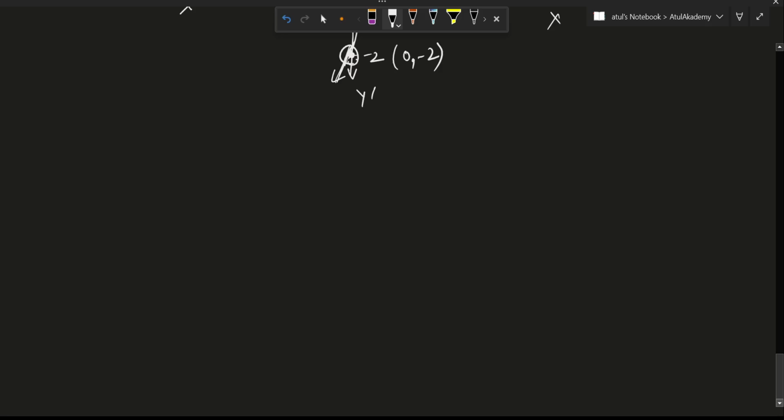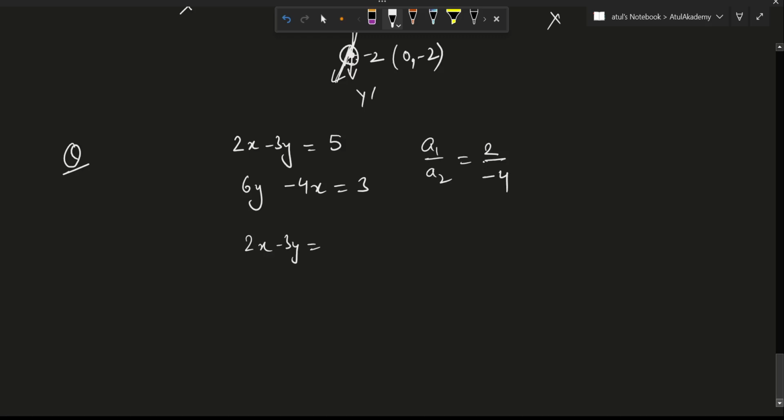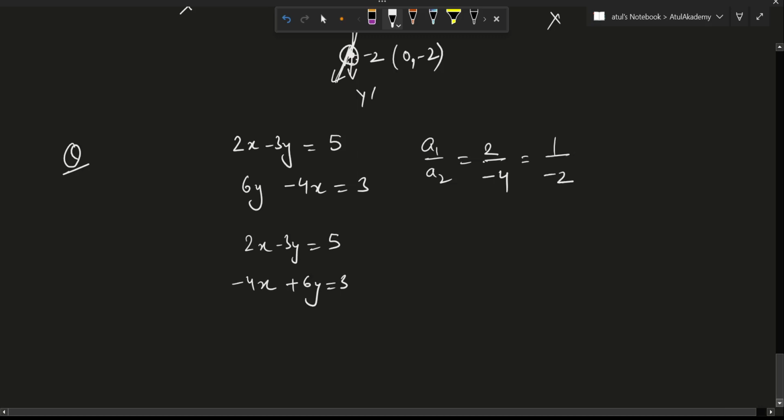Suppose we have this set of equations: 2x minus 3y equals 5 and 6y minus 4x equals 3. First, by checking the a1, a2, b1, b2 and c1, c2 ratios, let's see what type of equation this is. So a1 by a2 is what? 2 by minus 4, not 6. Here the coefficients, if you just arrange this one, it's 2x minus 3y is 5, but this is minus 4x plus 6y is 3. So that's 1 by minus 2.